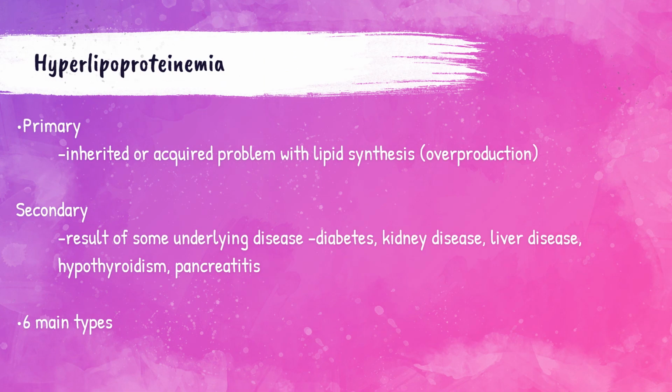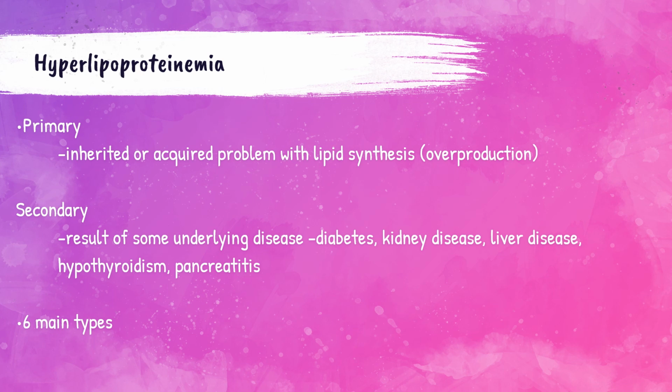Hyperlipoproteinemia occurs when there are too many lipoproteins circulating in the bloodstream. Patients can have either primary or secondary hyperlipoproteinemia. Primary hyperlipoproteinemia happens when there is an overproduction of lipid synthesis due to an inherited defect or an acquired problem. Secondary hyperlipoproteinemia occurs as a result of an underlying disease, such as diabetes mellitus, kidney or liver disease, or pancreatitis, which is an inflammation of the pancreas.